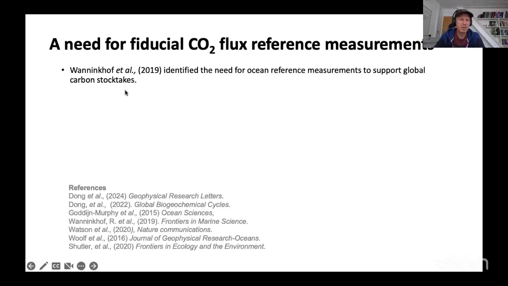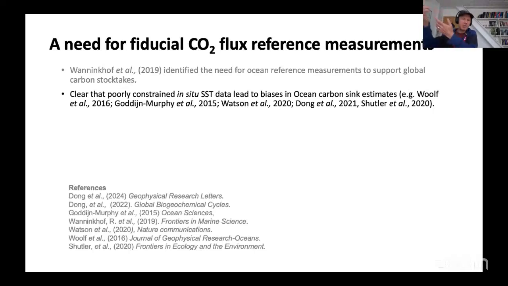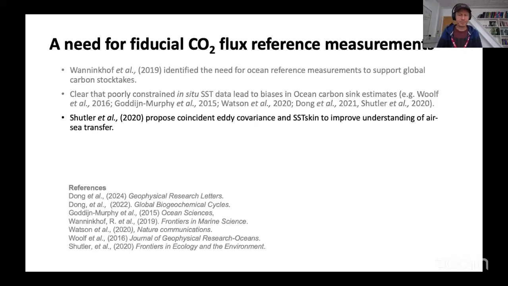And this idea of having a reference data set was identified by Rik Wanninkhof and authors back in 2019. And they identified this need as reference measurements for global carbon stocktakes. And as I've just talked about, this issue of different vertical temperature gradients can introduce biases into your calculations. And there's a whole bunch of references here identifying why that is an issue.